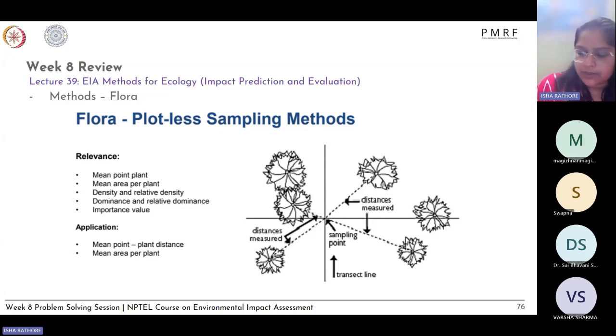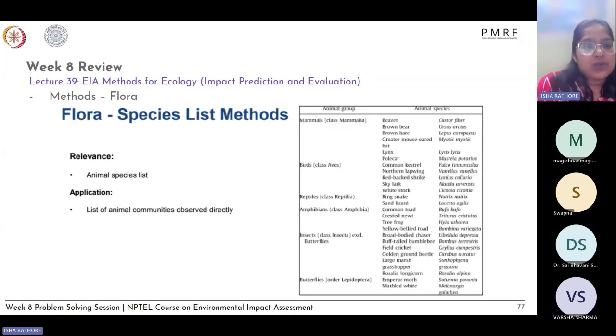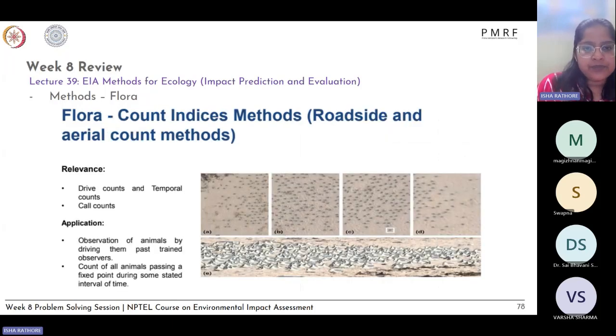You can read about them in the lecture. This is just for your revision that we looked up at these methods as well. Then we also have a species list method. So we have animal species which are listed and the different animal communities which can be observed directly. So you can directly look and identify that these kind of species are occurring on site.